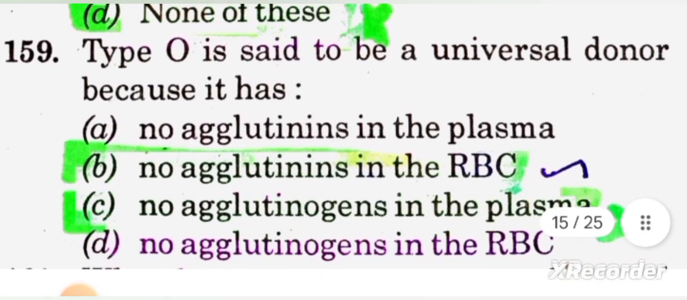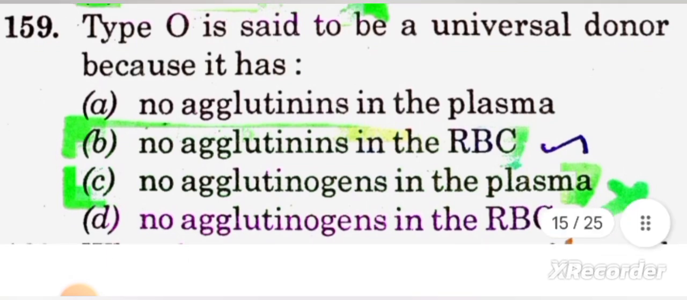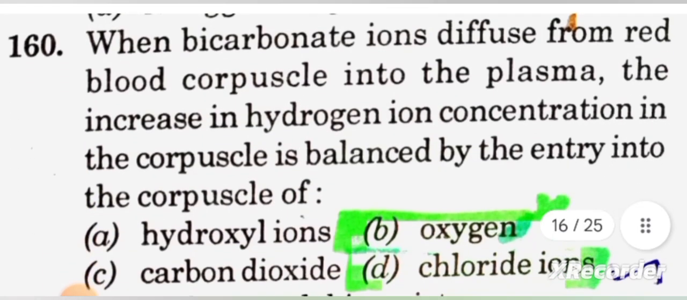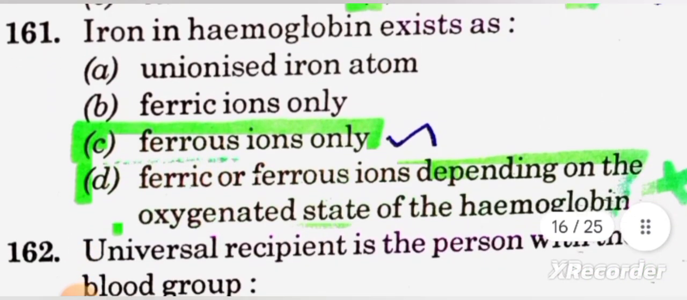Next, 159. Type O is said to be a universal donor because it has no agglutinins in the RBC. Next, 160. When bicarbonate ions diffuse from red blood corpuscles into the plasma, the increase in hydrogen ion concentration in the corpuscles is balanced by the entry into the corpuscles of. Answer D. Chloride ions.